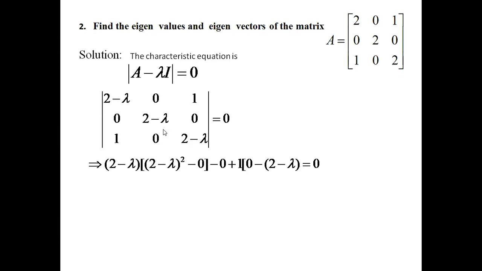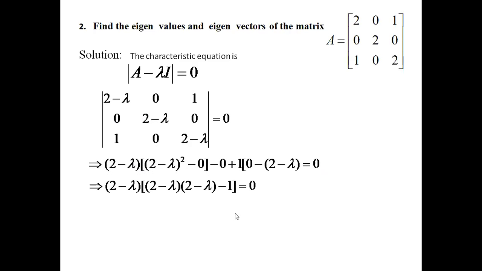Then plus this element 1 into, delete the column and row containing this element. So we get this many elements. Get the determinant of these 4 elements. That is 0 into 0, 0, minus 2 minus lambda into 1. This much is equal to 0. Now we expand it. Here 2 minus lambda is there, and here 2 minus lambda whole square. It is minus, 2 minus lambda is there. So from these two terms, 2 minus lambda is common.